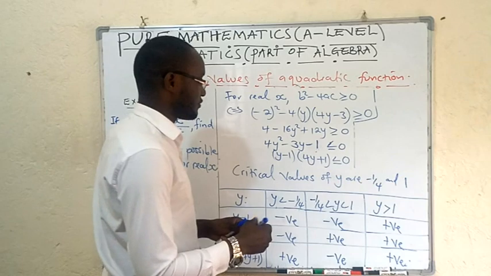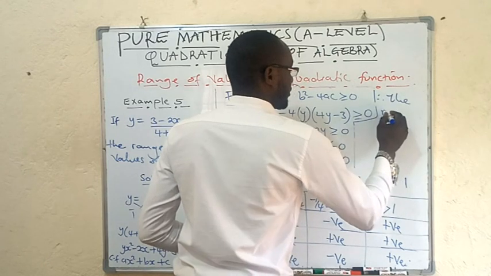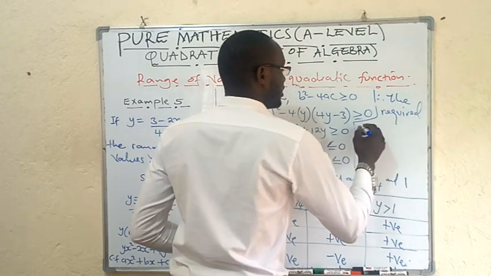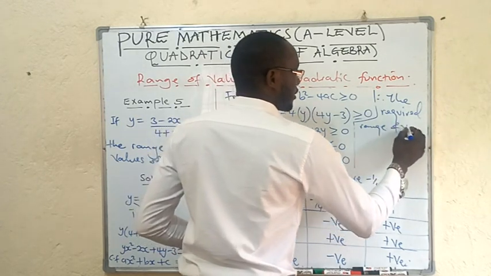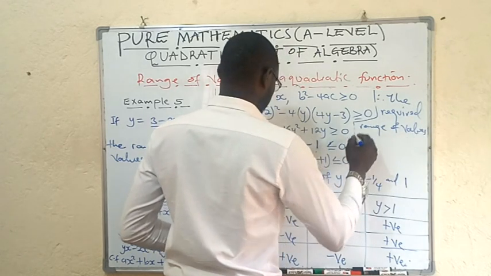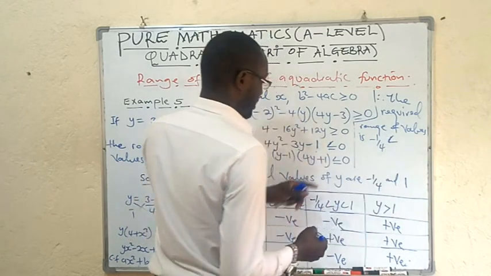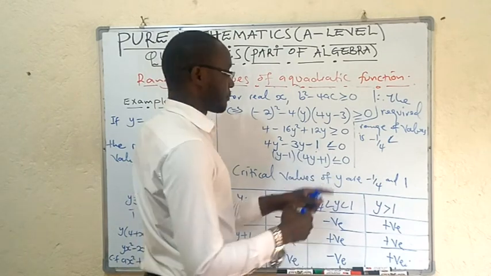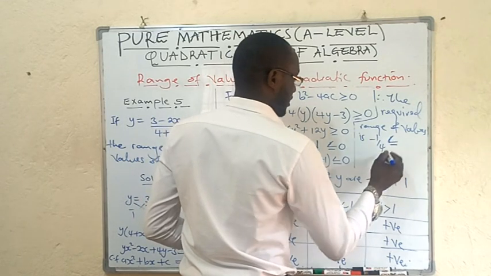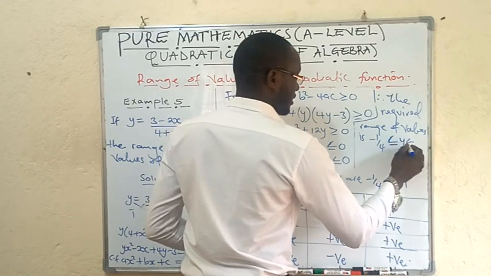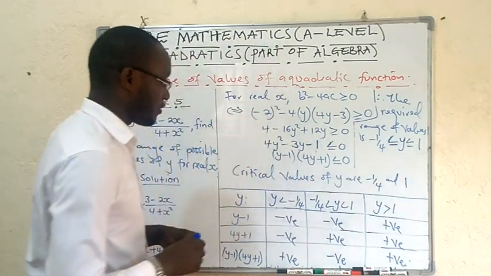So we can go and conclude that therefore, Mr. Examiner, sir, the required range of values is negative a quarter less, okay? We are now going to bring in an equal sign because it was for real x. We can bring a repeated root, and I think a repeated root will be at these values. So less or equal to y, less or equal to positive 1. So that is the required range of values.